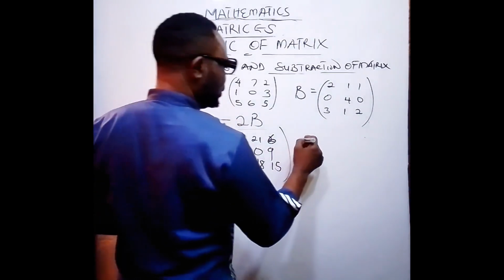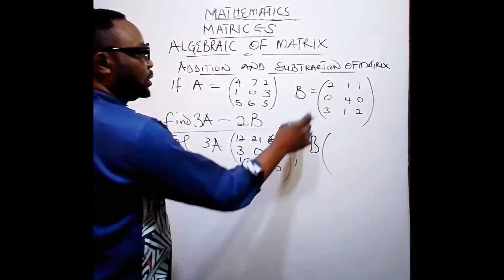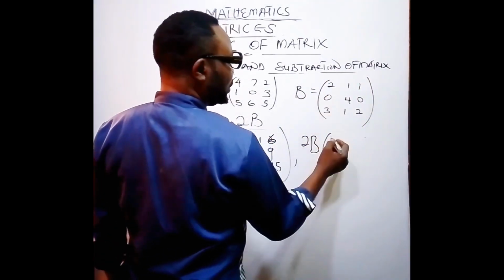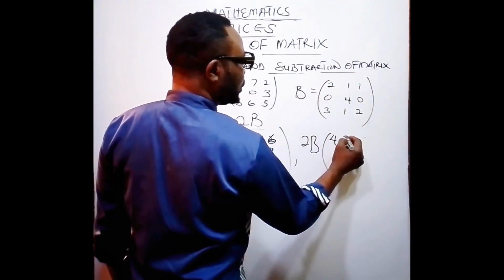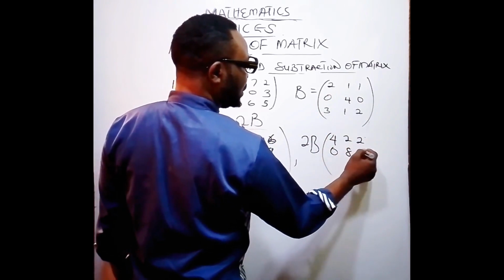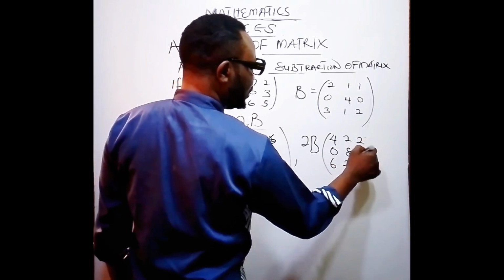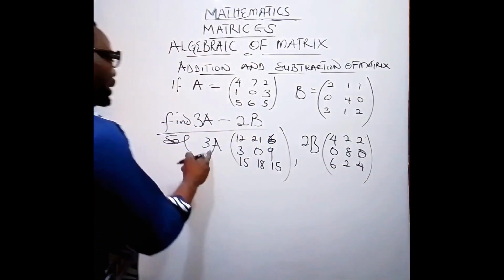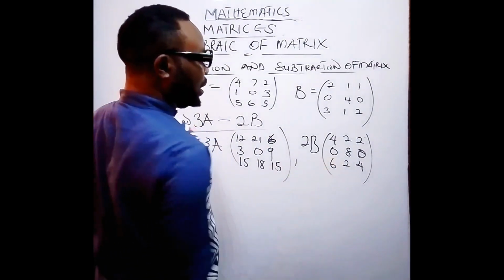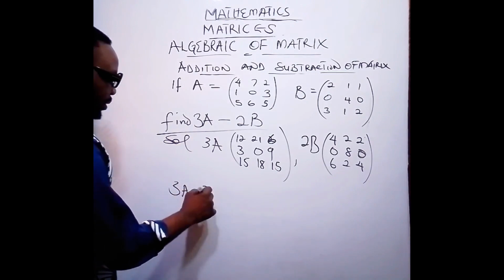And you also have to find minus 2B. 2B will become 2 times all the entries here. 2 times 2 is 4, 2, 0. 2 times 4 is 8, 0, 6, 2, 4. This is the value that 3A gives to us, and B provides this one for us. And we now have 3A minus 2B.